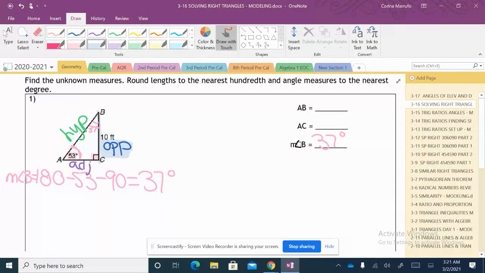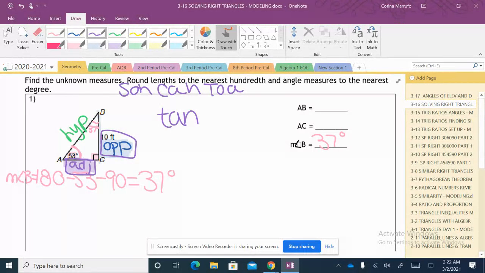So let's find the opposite first. Oh no, they give us the opposite, sorry. We're looking for the adjacent side, so let's find the adjacent side. Opposite and adjacent, if you remember, we're going to use SOHCAHTOA. Since we're using the opposite and the adjacent, that means we're going to have to use tangent.